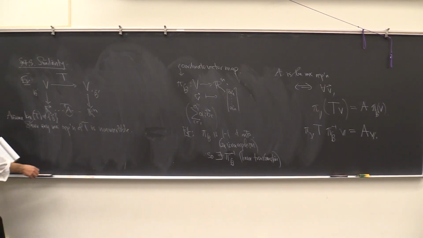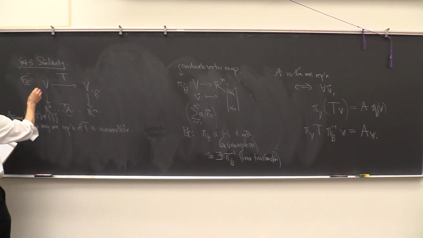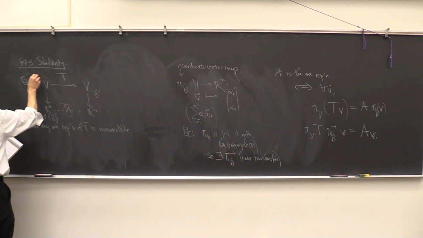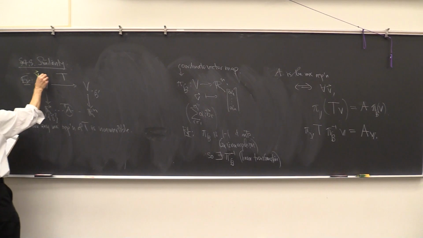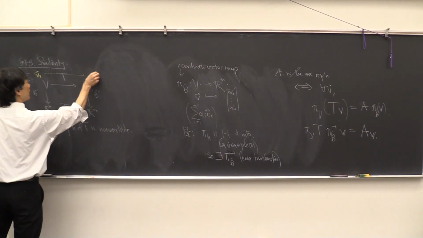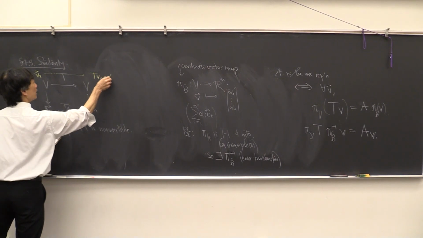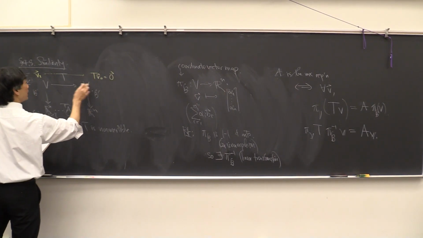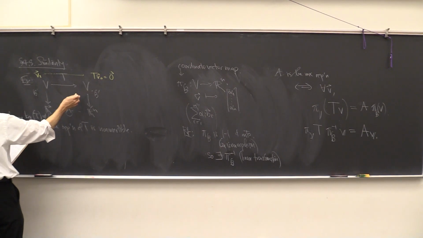Okay, so one of you was able to figure it out. You said, well, look, choose somebody in the kernel. So let's say that this V0 is in the kernel. In that case, when you map it through T, you're going to get 0, right? So T of V0 is the zero vector over here in V, right?